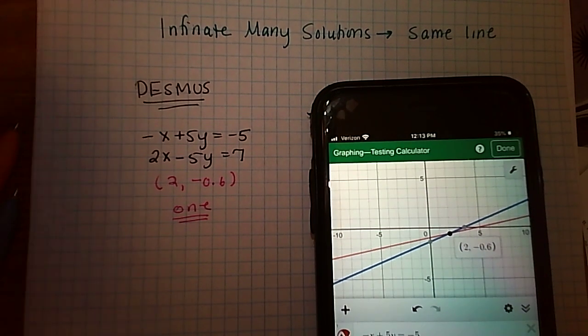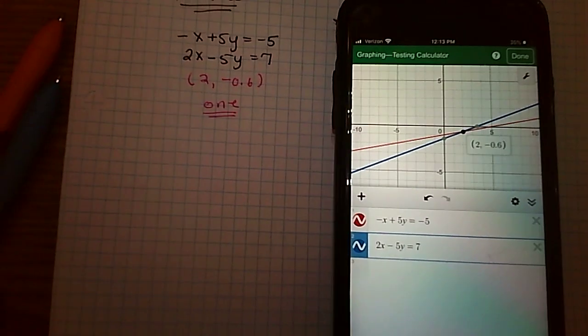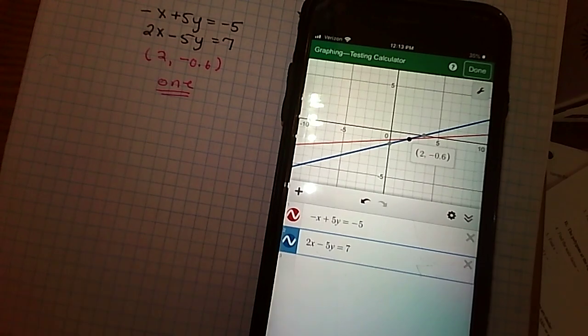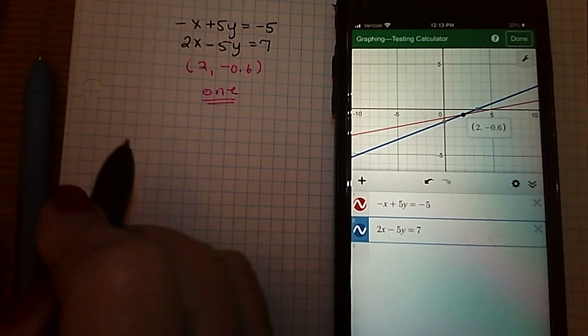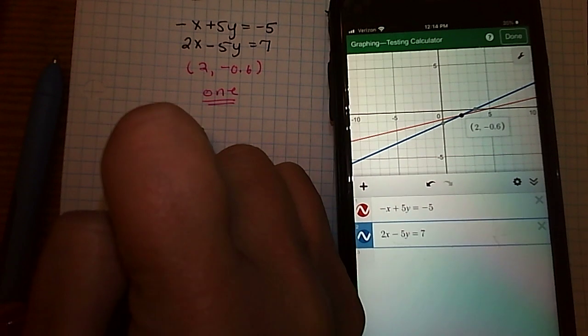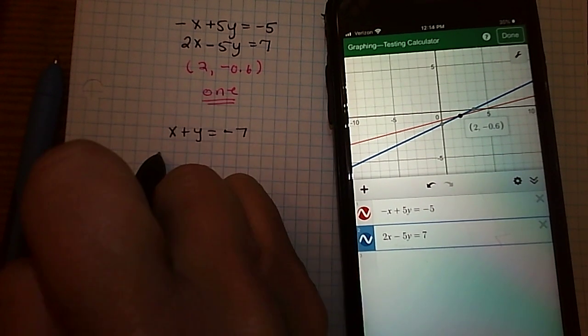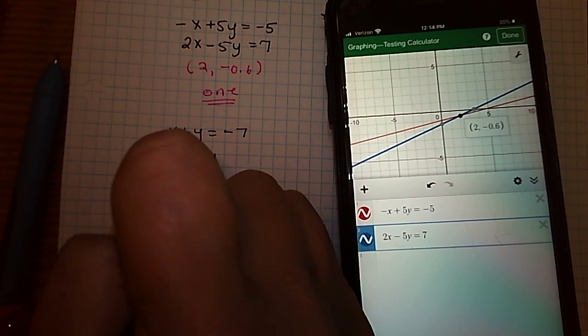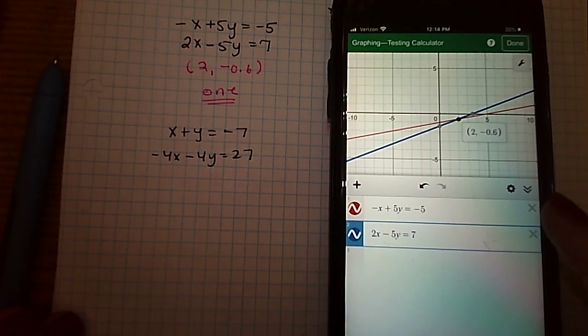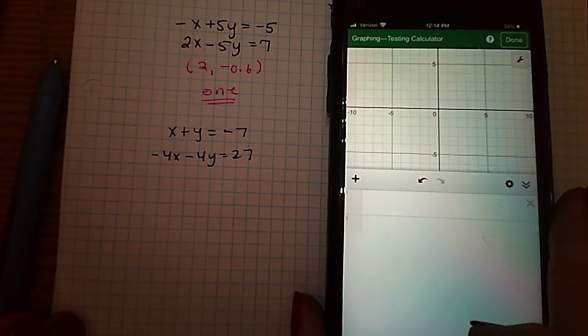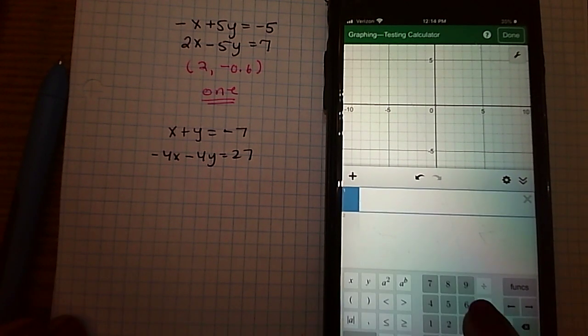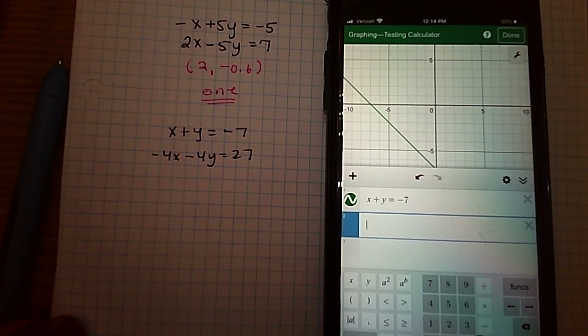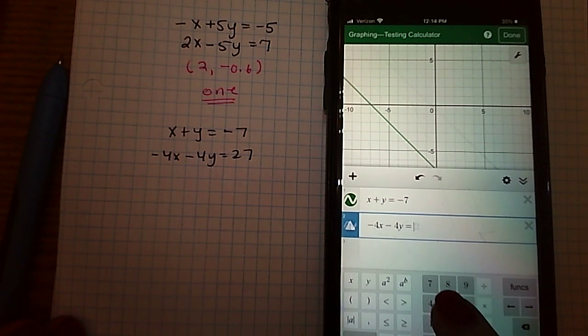All right. So my next example. Let's get another example here. So I have, my second example, x plus y equals negative 7, and negative 4x minus 4y equals 27. So again, I'm just going to clear out so I can type them in. So now I'm going to type right there. I have x plus y equals negative 7. Next equation, negative 4x minus 4y equals 27.